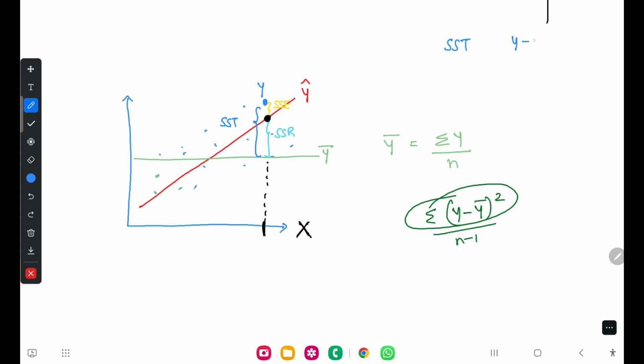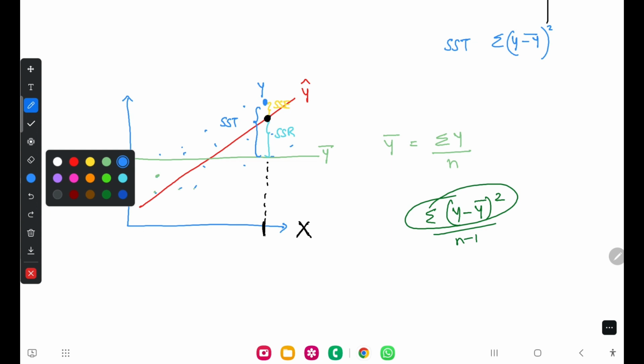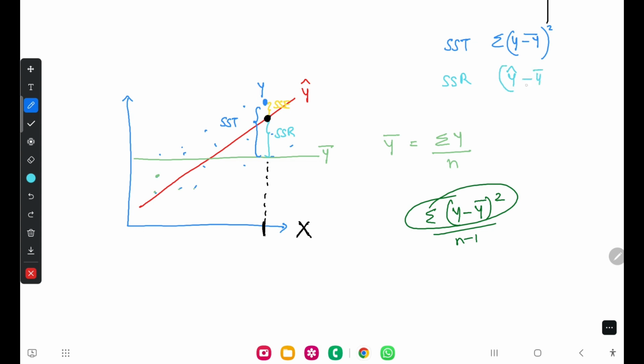You all don't have to memorize over here. This is the actual value and you're subtracting the average. If you square this and find the summation, you'll get SST. Then when it comes to SSR, that is also simple. What are you trying to do over there? You're finding the variation between your predicted value y cap and the average value y bar. Then you find the square and sum.